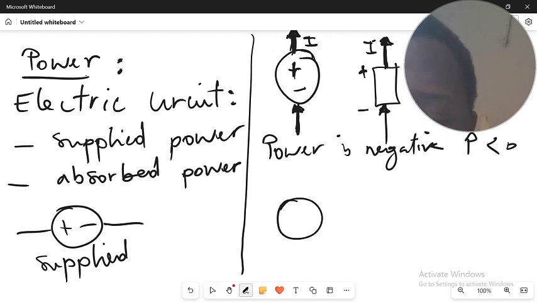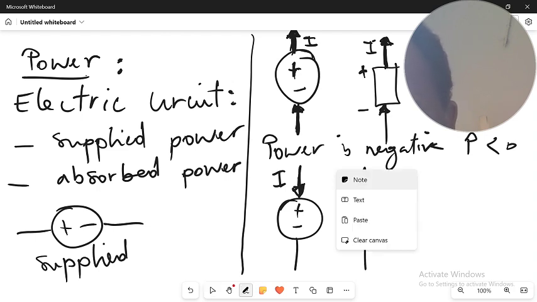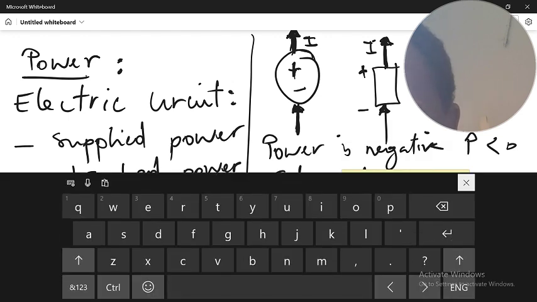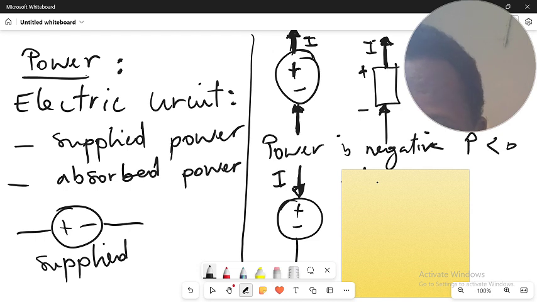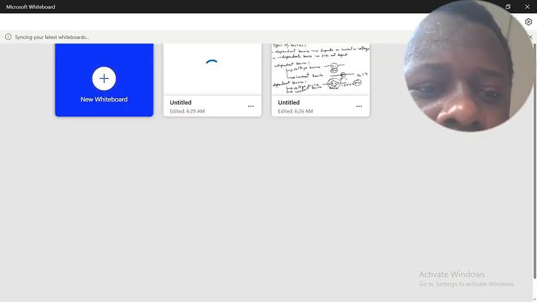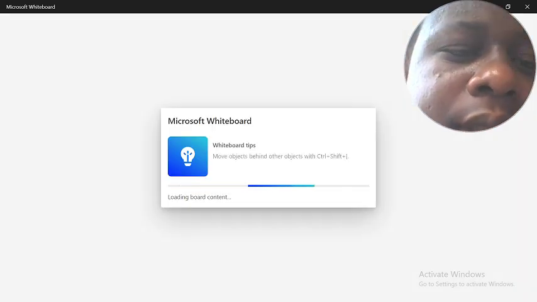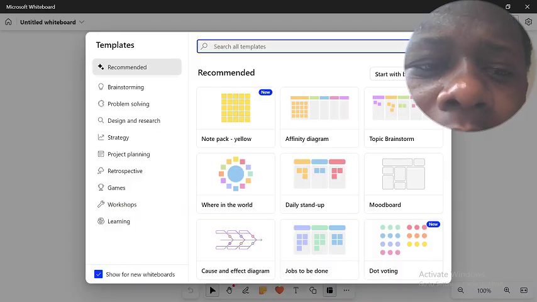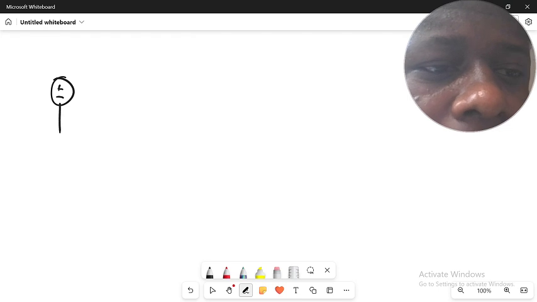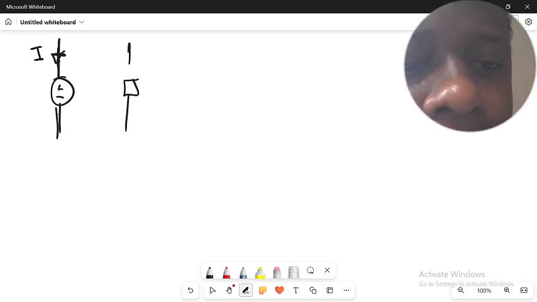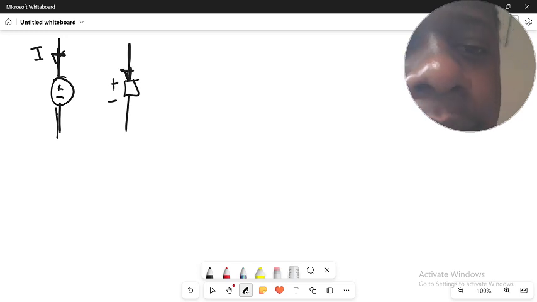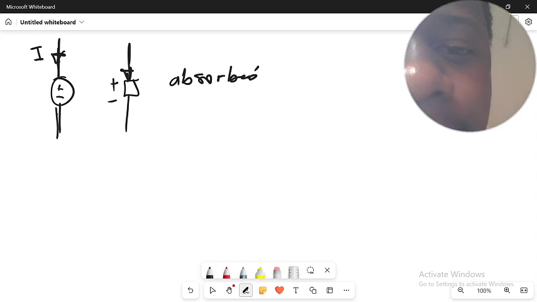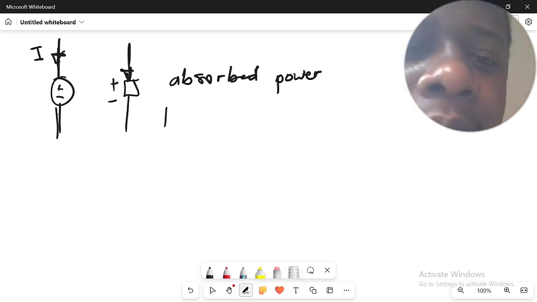But now, if the current is entering the positive terminal, now we'll see, if the current is entered in the positive terminal, it means that the component is going to absorb power. It means that the power is going to be positive.